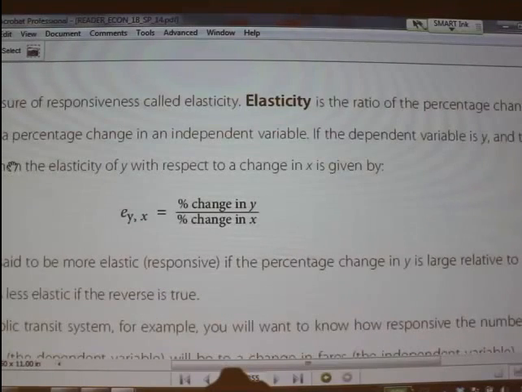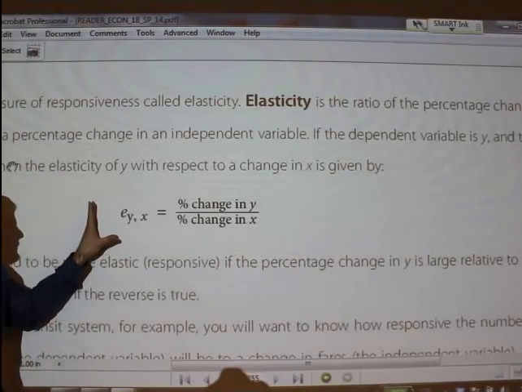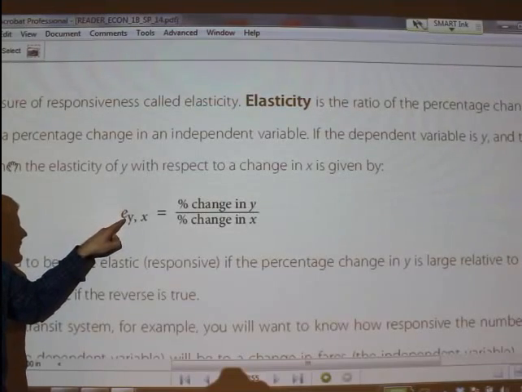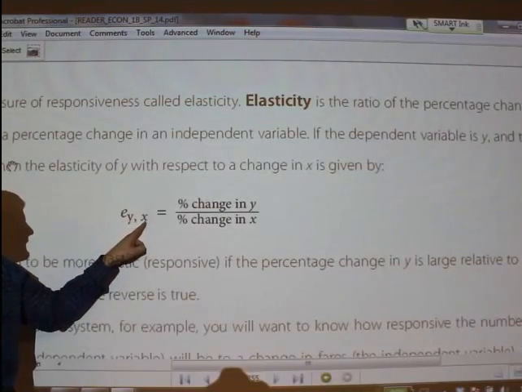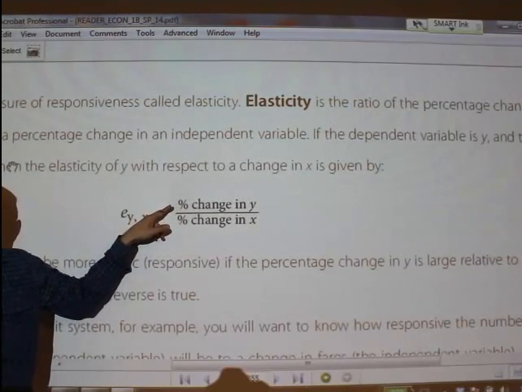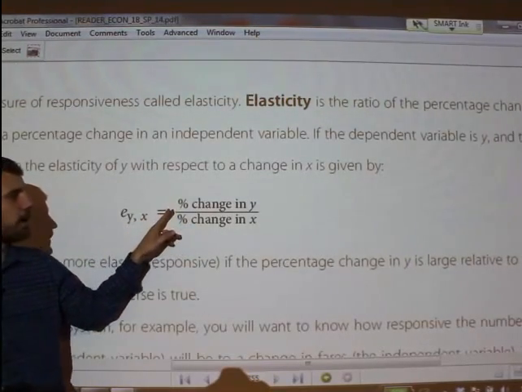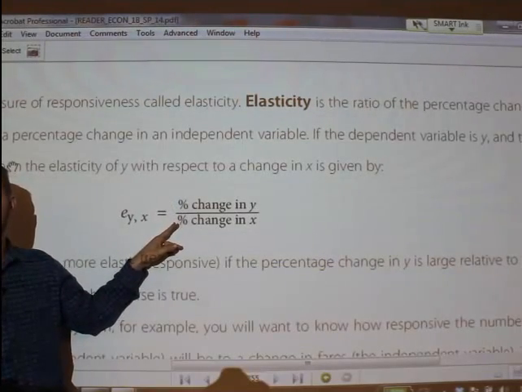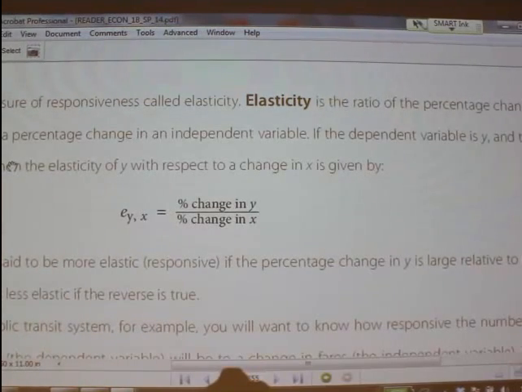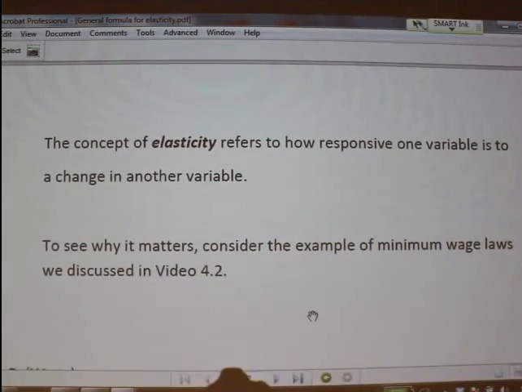So here on the very first page of this chapter, you have this general formula for elasticity. And the left-hand side is just notation. E for elasticity, and then Y comma X. This is subscripted. And what this means is, say we have two variables. Y, maybe quantity demanded, and X, maybe price. So this will tell us how a percentage change in price, what type of percentage change in quantity demanded that leads to. So this will make more sense as we go forward. But I have a couple of other things that I want to do before we get into the chapter details.